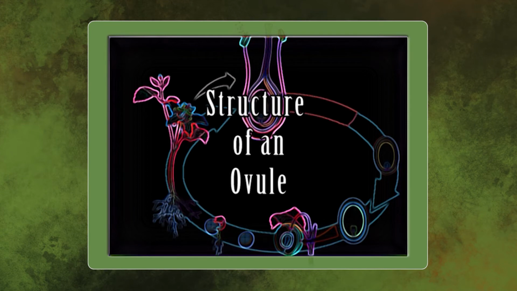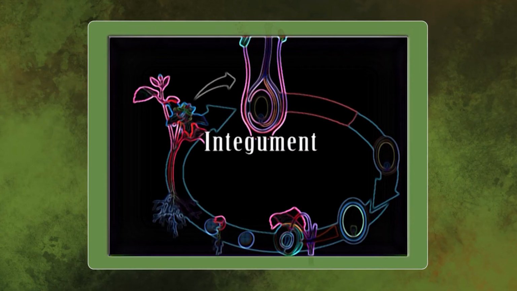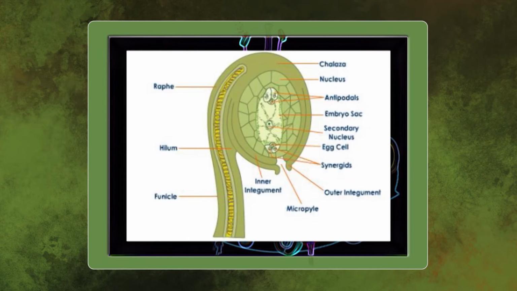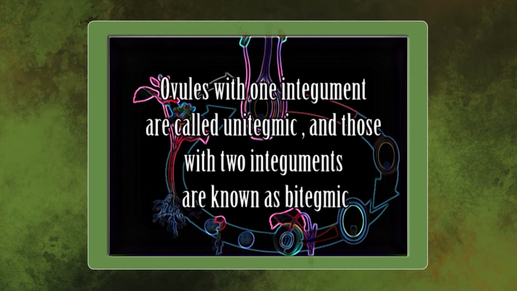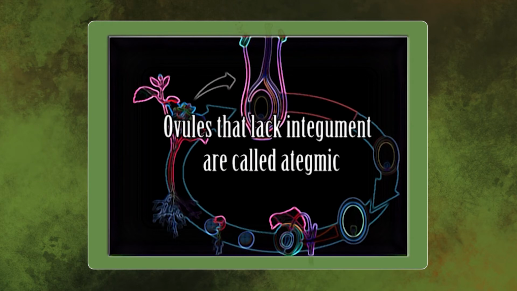Now, let us discuss the detailed structure of an ovule. A typical angiospermic ovule is composed of following structures. Number 1, integuments. The main body of the ovule is covered with one or two envelopes called integuments. Ovules with one integument are called unitegmic, and those with two integuments are known as bitegmic. Ovules without integuments are called ategmic.